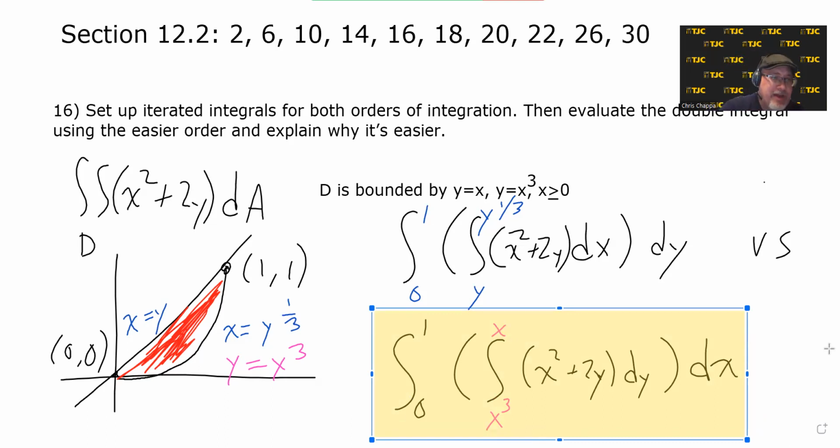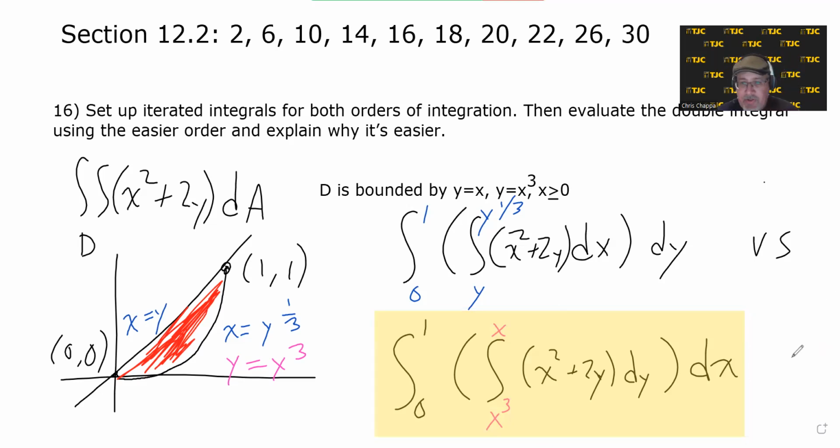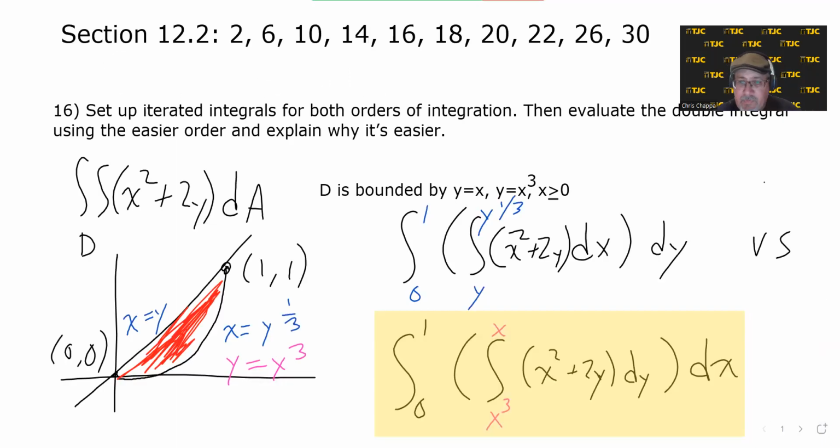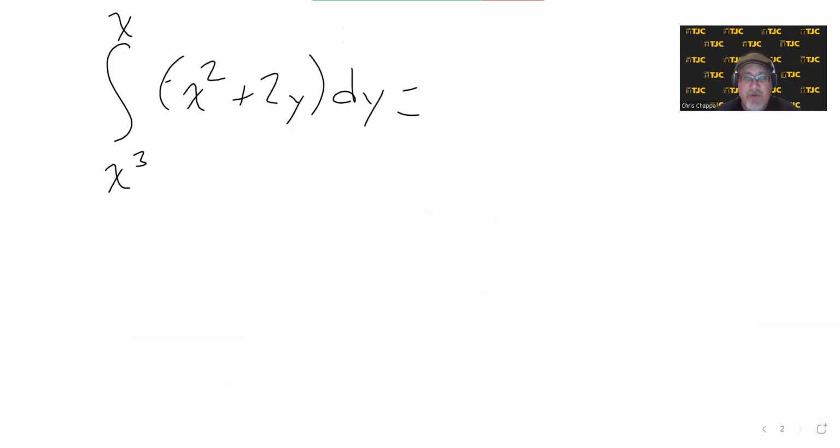All right, so if we're going to do that, then we need to get everything set up. We're going to do the integral from x cubed to x of the integrand dy. The integrand was x squared plus 2y. And we're going to do dy first. That's what it was, wasn't it? Yes, x squared plus 2y.